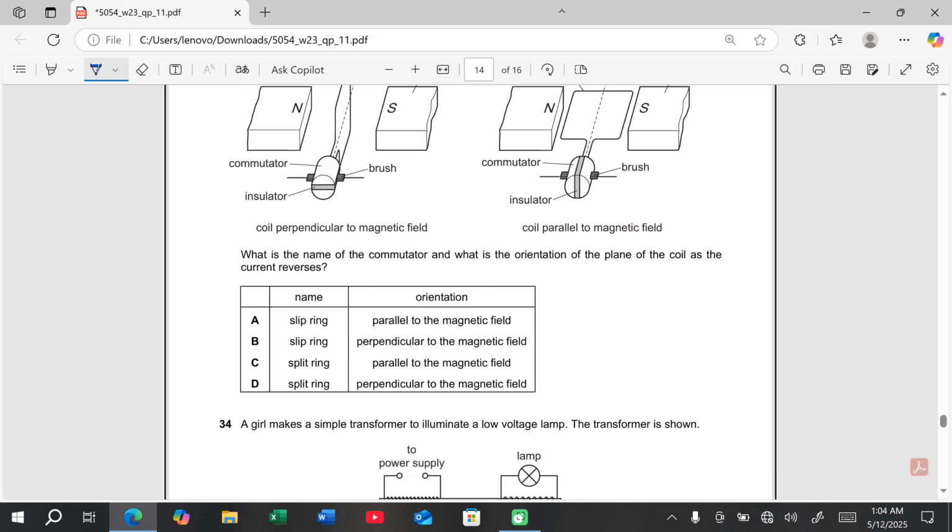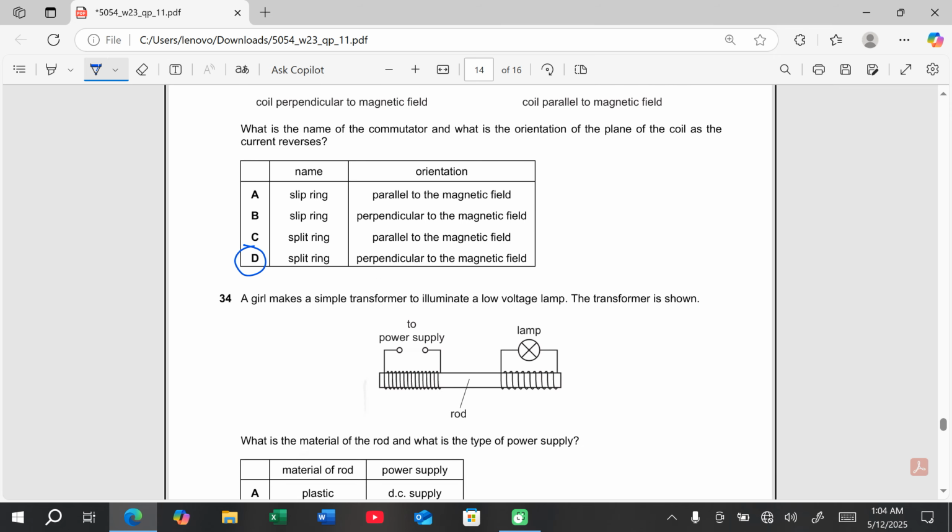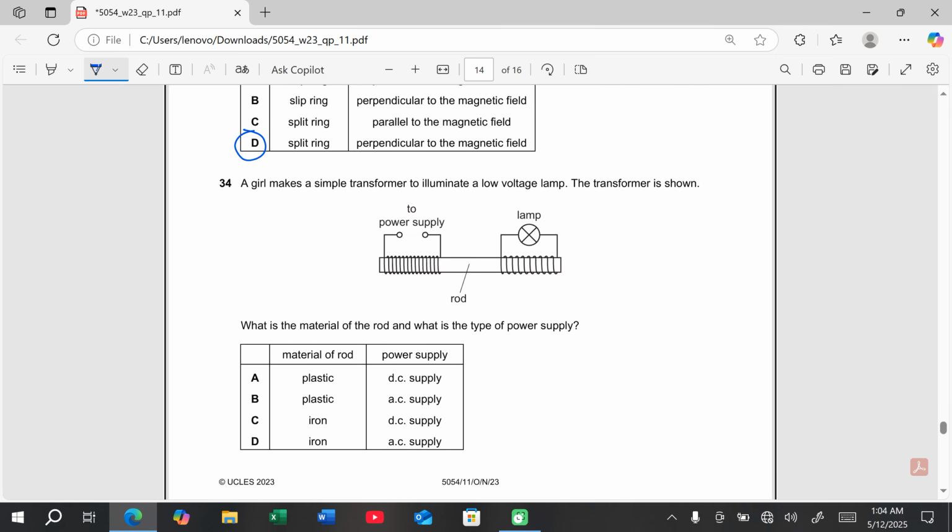And what is the orientation of the plane of the coil as the current reverses? It is at a perpendicular position, because the brushes are the ones which are going to come in this gap. That is when the current disconnects and reverses.